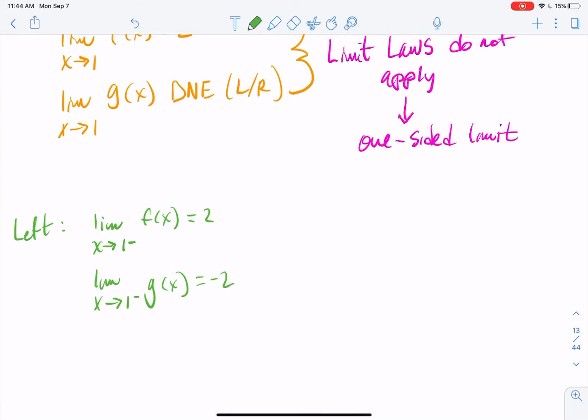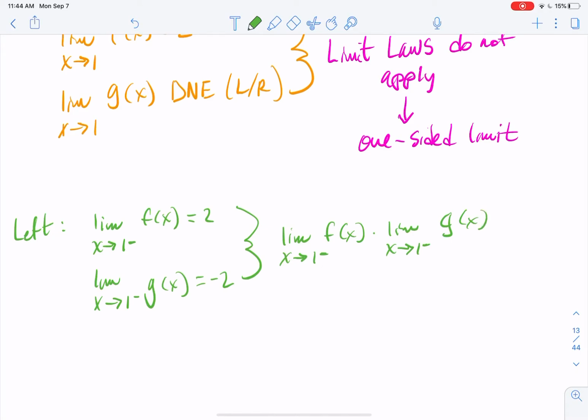All right, so since both of these limits exist, we are allowed to use the limit laws, right? For both sides, the limits did not exist, but on the left side, both of the limits do exist, so the limit laws do apply. So this is equal to the limit as x approaches 1 from the left of f of x, times the limit as x approaches 1 from the left of the g of x function, which is equal to 2 times -2, which is equal to -4.